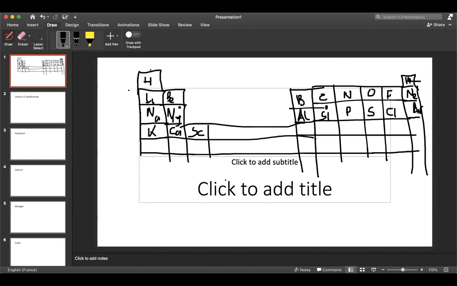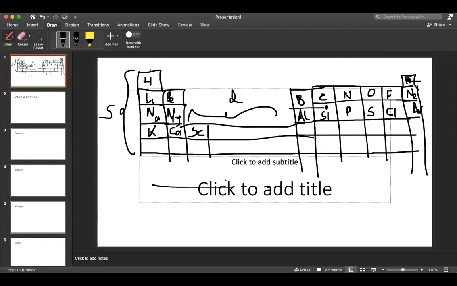What you're supposed to picture is this here: group 1 and group 2 are called the S blocks. Then the transition metals here are called the D block.